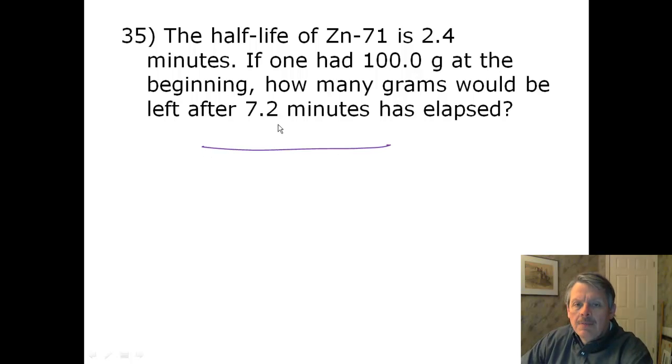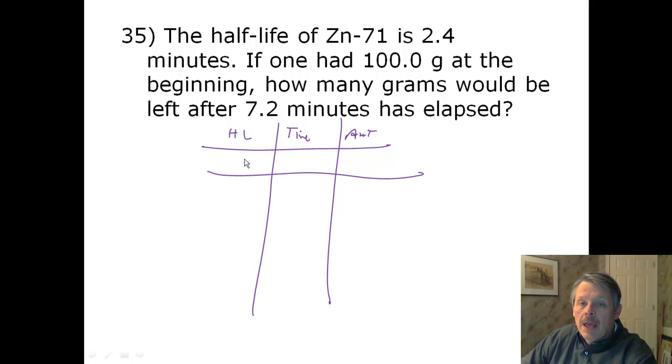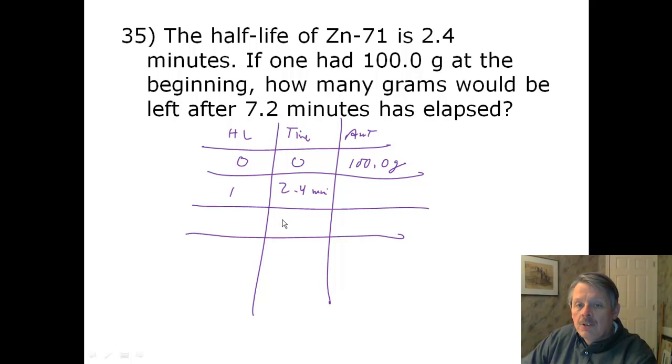All right, so I'm going to draw my little chart here where I have half-life, and I have time, and I have amount. And my half-life always starts at 0 at time 0, and we start with 100 grams of my substance to begin with. All right, and my half-life is 2.4 minutes. All right, so that's one half-life. And after 2 half-lives, it's 4.8 minutes. And after 3 half-lives, it's 7.2 minutes.